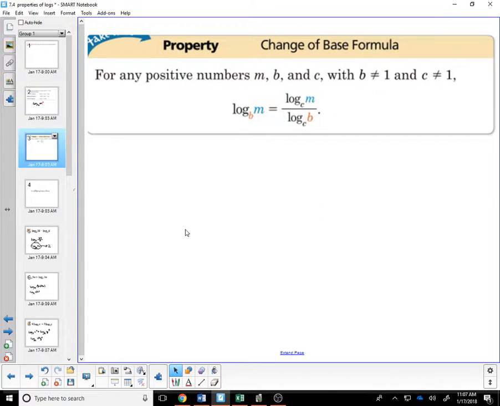Here's the next property which I really like. It's called the base change formula. And this base change formula, I got it right away, and it helped me a lot when I was in college. It looks kind of weird. I'll explain that to you as well.